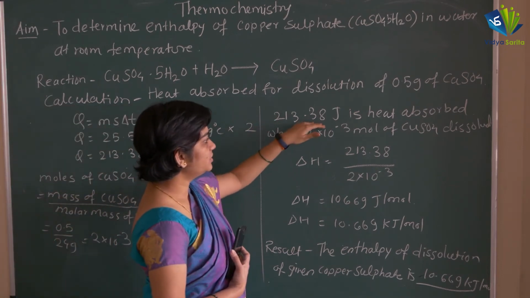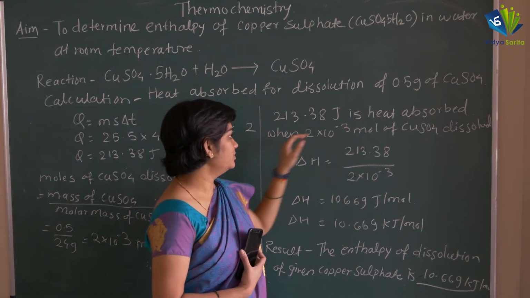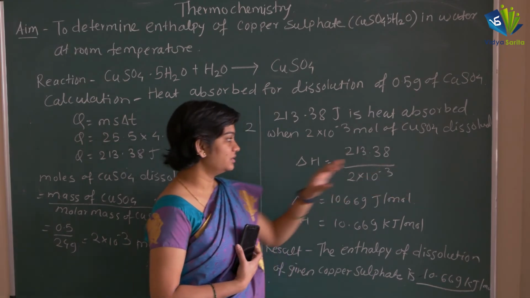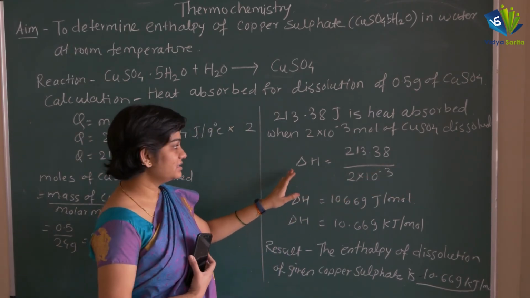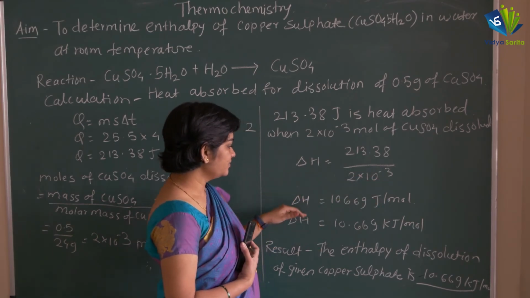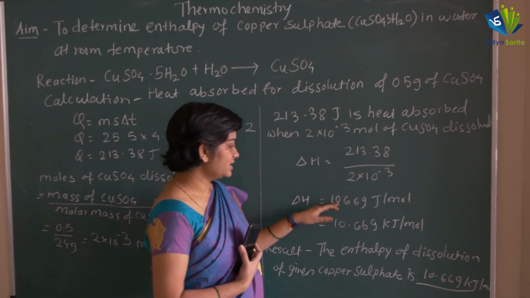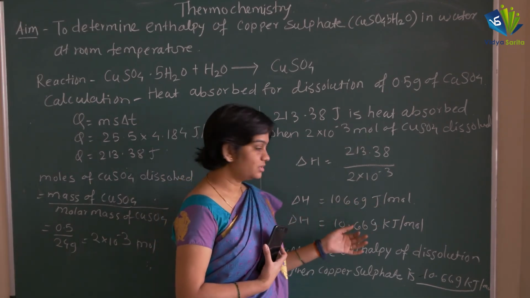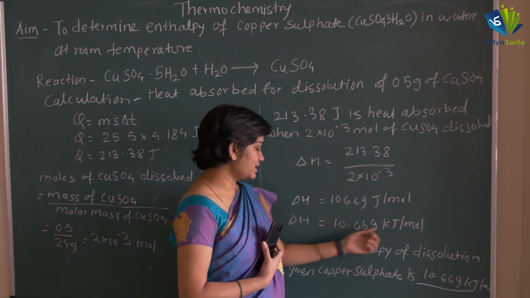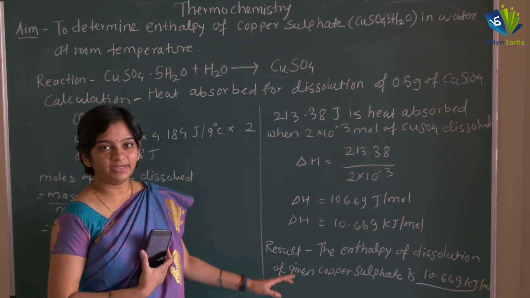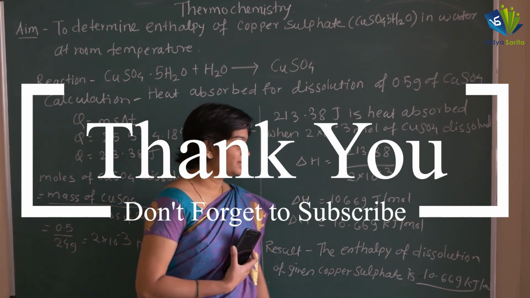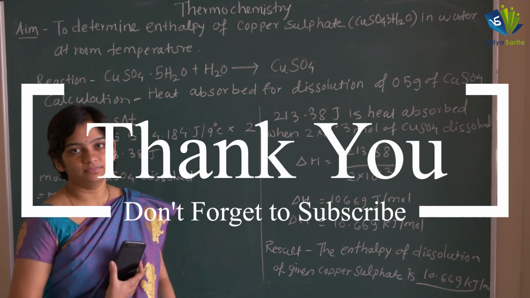Now 213.38 joule is the heat absorbed when 2 into 10 raised to power minus 3 mole of copper sulfate dissolved in the bottle. Therefore, the enthalpy delta H is 213.38 divided by 2 into 10 raised to power minus 3, which is 10669 joule per mole. Converted to kilojoule, it is 10.669. So the result of our experiment is the enthalpy of dissociation of the given copper sulfate is 10.669 kilojoule per mole. Thank you.